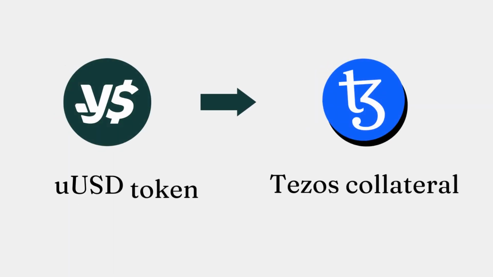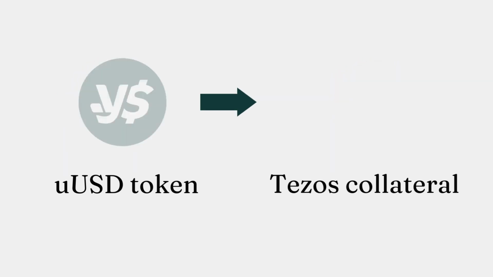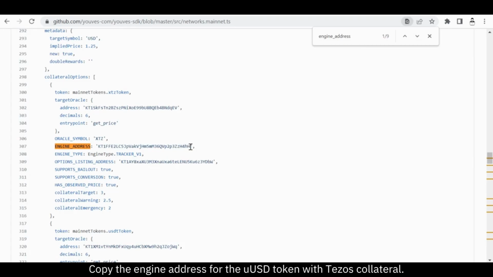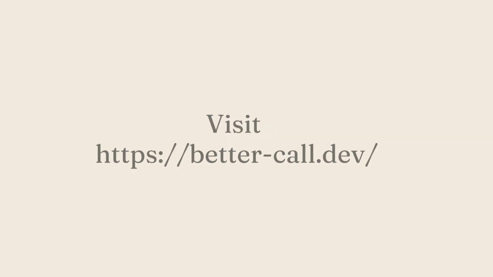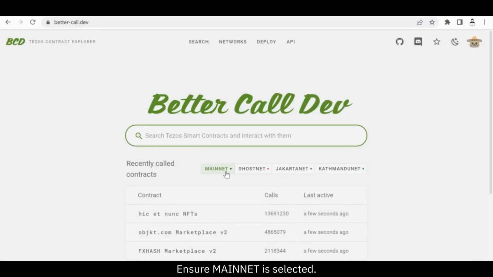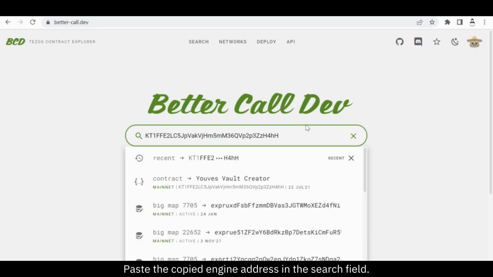in this video, we use the UUSD token with Tezos collateral as an example. Copy the engine address for the UUSD token with Tezos collateral. Step 2. Visit the Better Call Dev domain. Ensure mainnet is selected. Paste the copied engine address in the search field. Select the youves Vault Creator contract.